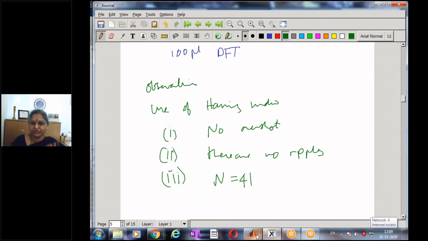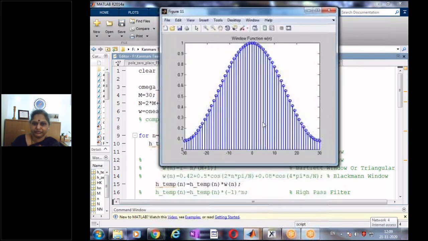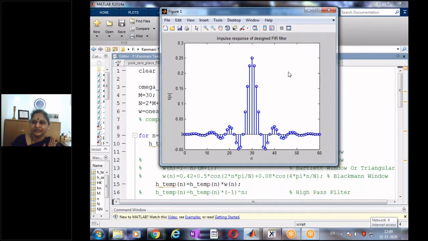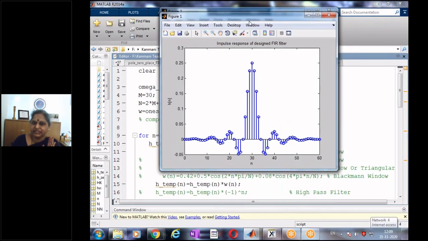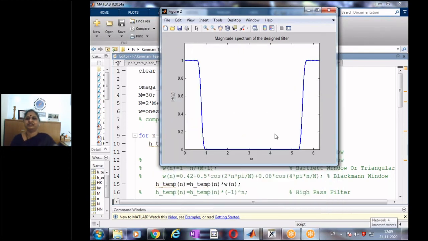Let us see the same program. If I increase my filter length further, say I make M equal to 30, my length of the filter is now going to be 61. And let us look at the filter. We have used a Hamming window. See, this is my window function that goes from -30 to +30. This is my impulse response of the design filter, which has 61 coefficients, and this is the frequency response of my design filter.